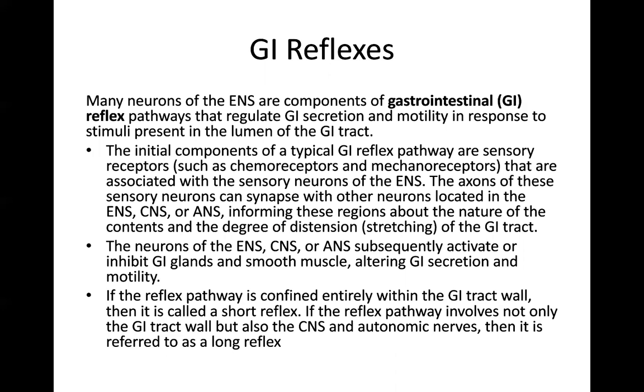The initial components of a typical GI reflex pathway are the sensory receptors, such as the chemoreceptors and mechanoreceptors I just talked about, associated with the sensory neurons of the ENS. The axons of these neurons can synapse with other neurons in the ENS, the CNS, or the ANS, which inform those regions about the nature of the contents and the degree of distension or stretching of the tract. The neurons of the ENS, the CNS, or the ANS can subsequently activate or inhibit GI glands and some muscle, which alters GI secretion and motility.